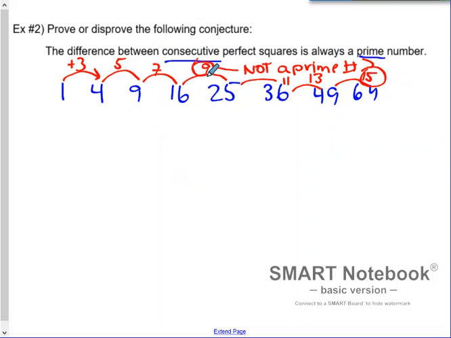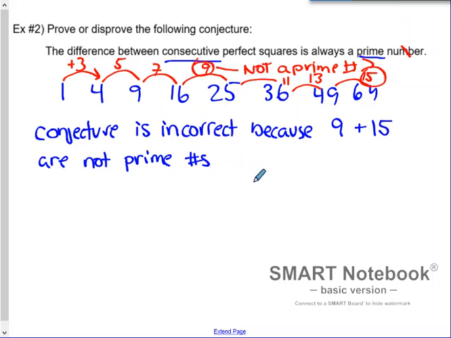Okay, so I already found one counterexample. I don't need to find more, but I do have more than one counterexample that you could use. It's not just as soon as you get to the first one. It doesn't matter which counterexample you use, so long as it is a counterexample. Only takes one. So this conjecture is incorrect because either 9 or 15 are not prime numbers. They are composite numbers because they are composed of more than one factor. Okay, so 9 could be 3 and 3, 15 could be 3 and 5. They are not prime numbers.